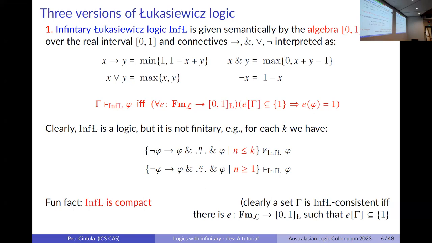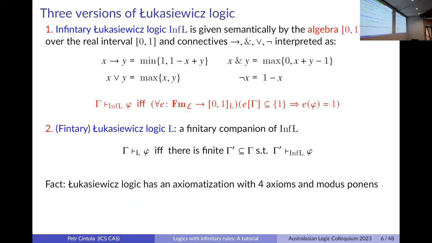So that's interesting. As a fun fact, this logic is compact. So it's not finitary, but it's compact. Because a set is consistent if and only if there is an evaluation which makes it true, and it can be shown to be compact the same way, absolutely the same way you do it for classical logic with the topological proof. When you take the topology, the Tikhonov theorem, the continuous mapping of things to one, this is absolutely the same proof. Only the starting topology is not the discrete one on the hypercube of 0 and 1, but it's on this much funnier hypercube of the real unit interval. So that's fun. But okay, let's not have that much fun.